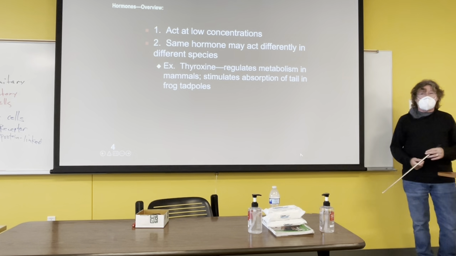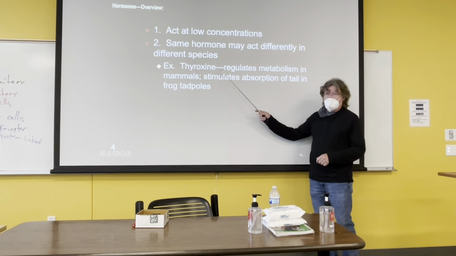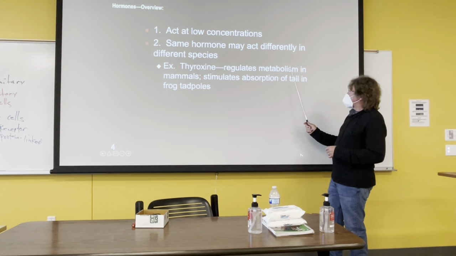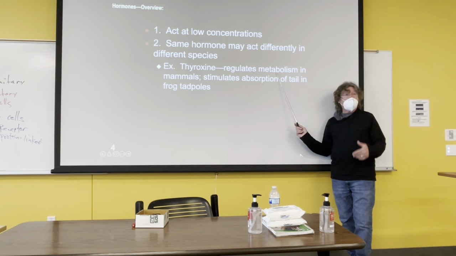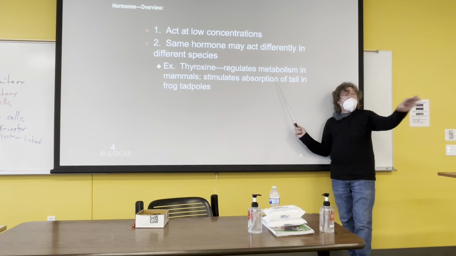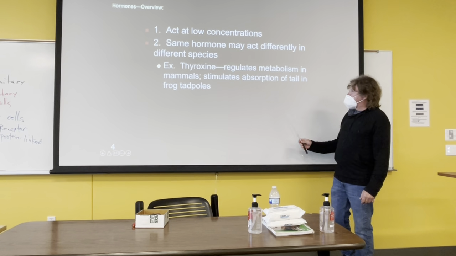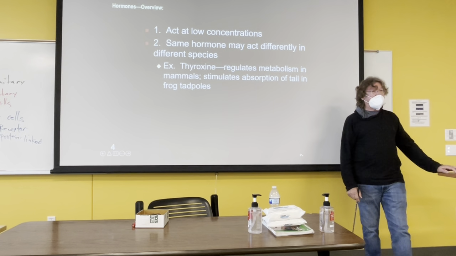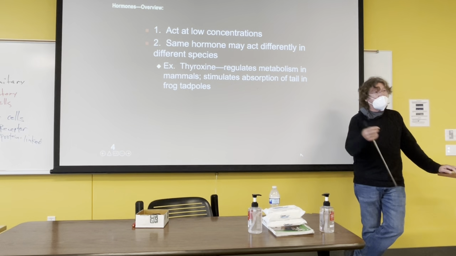An example of this is this amino acid derivative, thyroxine. It's produced by the thyroid gland in mammals, and what it does is regulate metabolism, the rate of cellular respiration throughout the body in mammals. But the very same hormone leads to programmed cell death in the tails of tadpoles. So it's involved in the absorption of the tail as the tadpole is metamorphosing into the adult.